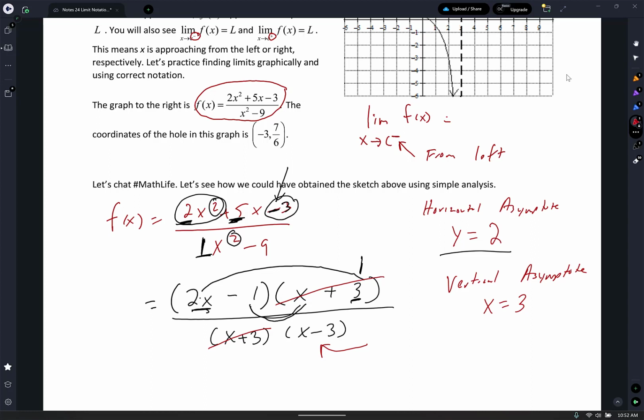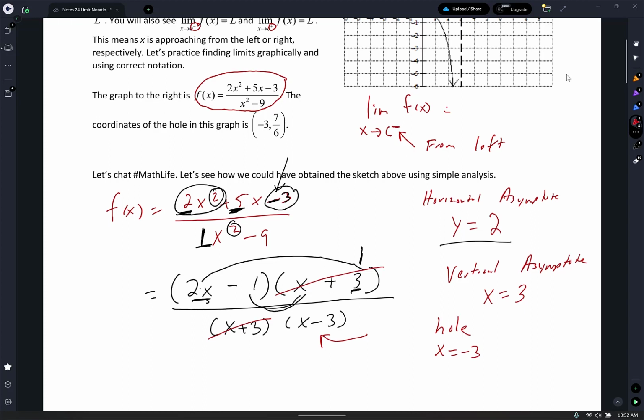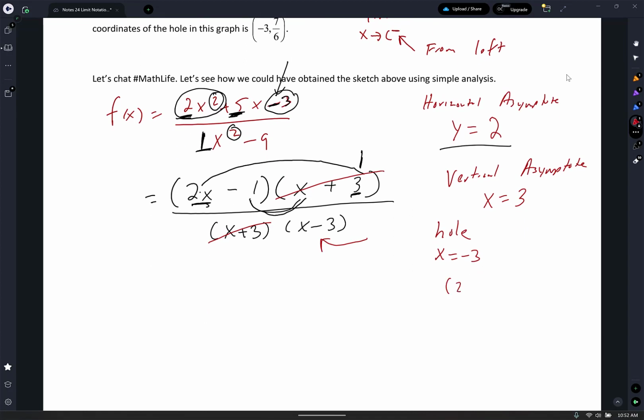All right, next. Where's my hole? The hole is located at x equals negative 3. And all I got to do is plug in negative 3 into whatever I have left. 2 times negative 3 minus 1 in the numerator, all over negative 3 minus 3. So let's see. 2 times negative 3 is negative 6, minus 1 is negative 7. Negative 3 minus 3 is negative 6. Negative divided by negative is a positive, so you have a hole at negative 3 comma 7/6.